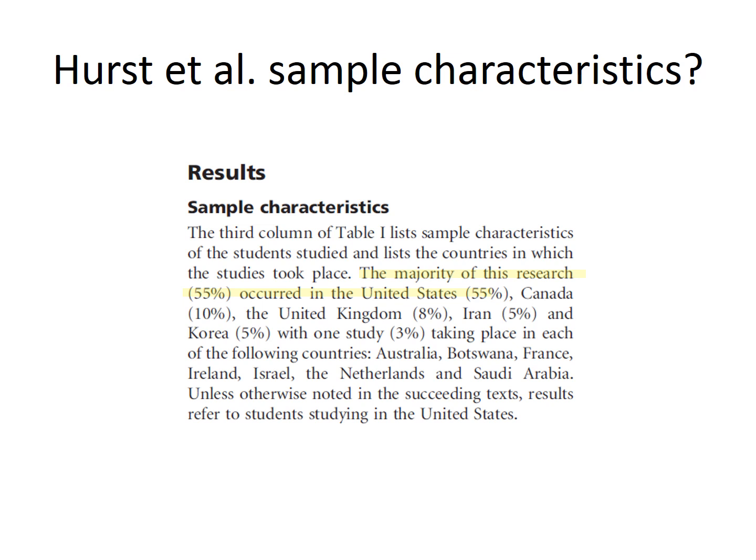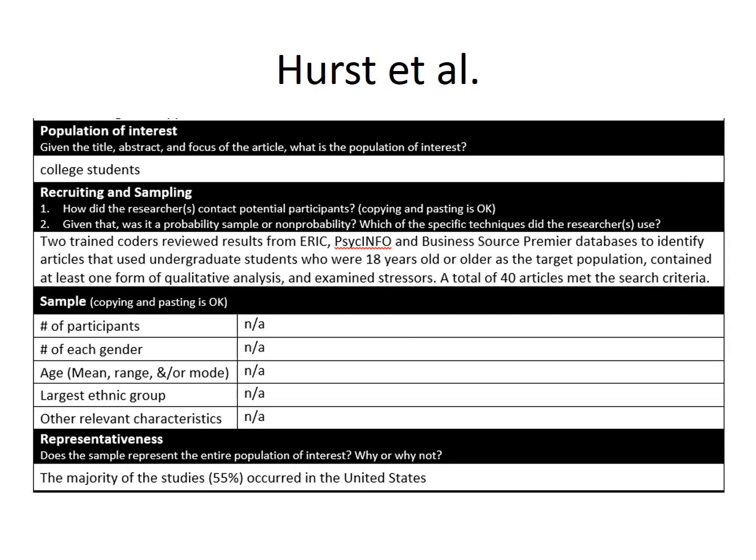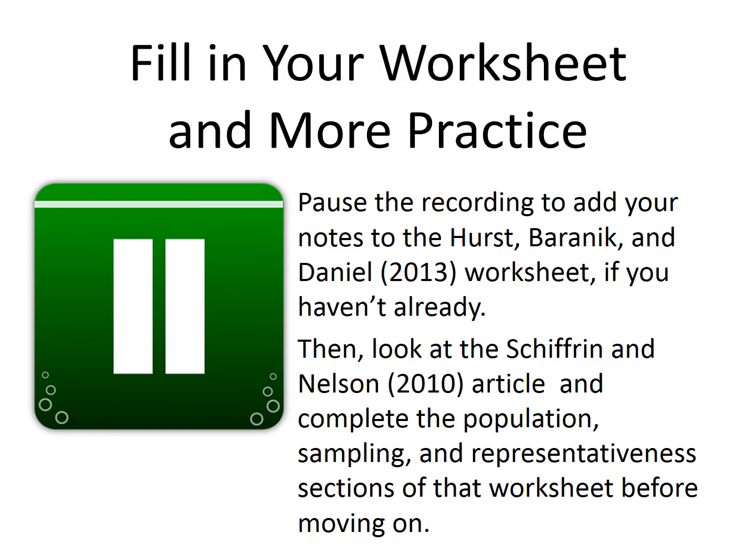It seems important to note that the majority of the studies were conducted in the United States, though. We might question whether college students are different in other countries or whether colleges are different in other countries, and therefore the students might have different stressors. It's a question that relates to the representativeness of the data, so we can note that there. This is what I included in my notes about the Hurst article.